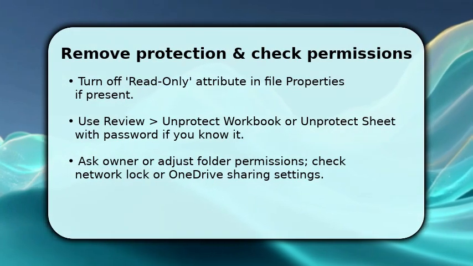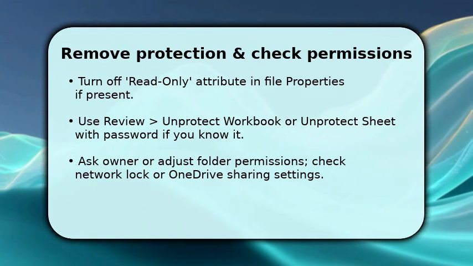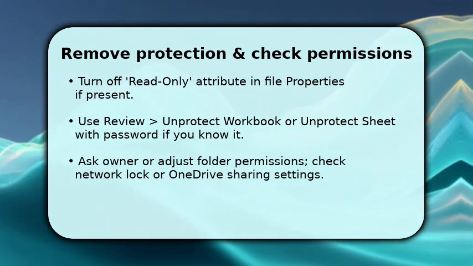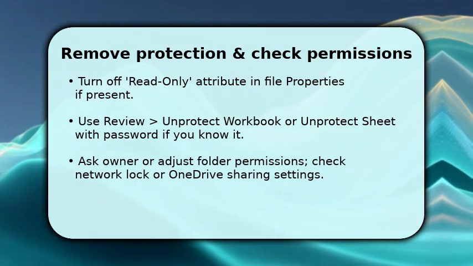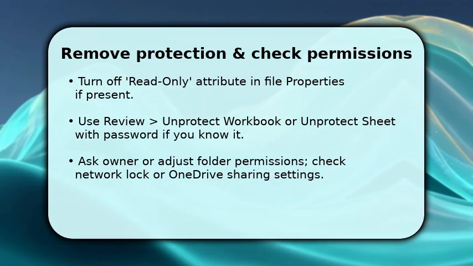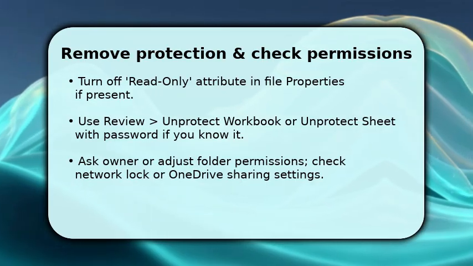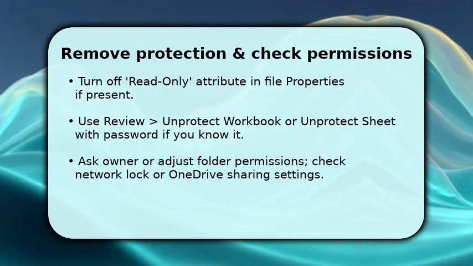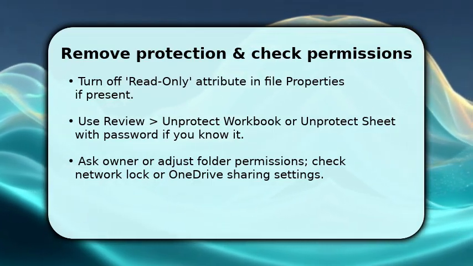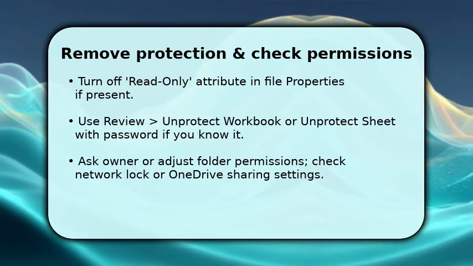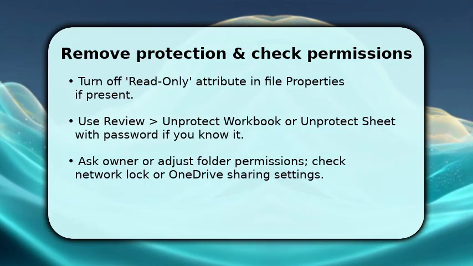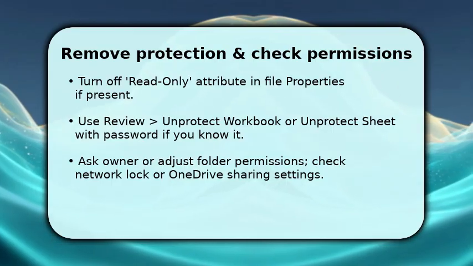Next, you attack protection and permissions. First, right-click File Properties and clear the Read-Only attribute, then open Excel and check Review menus for Unprotect Workbook or Unprotect Sheet. Enter a password if you have it. If Unprotect options are grayed out, inspect Folder or Network permissions and OneDrive or SharePoint sharing settings. You'll often need the owner to change access. Make changes and reopen the file to confirm edits are now allowed. This fixes most middle-stage issues.